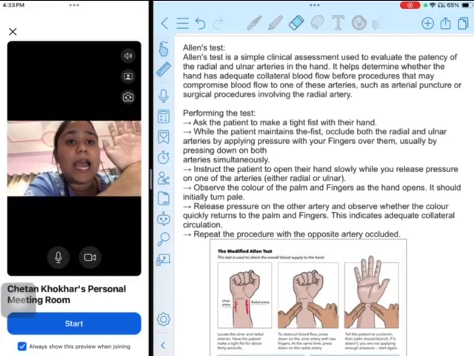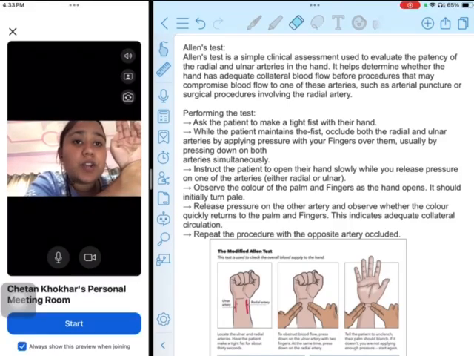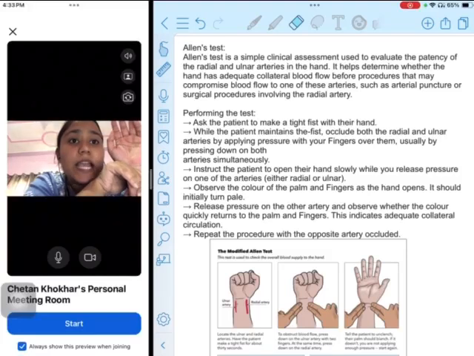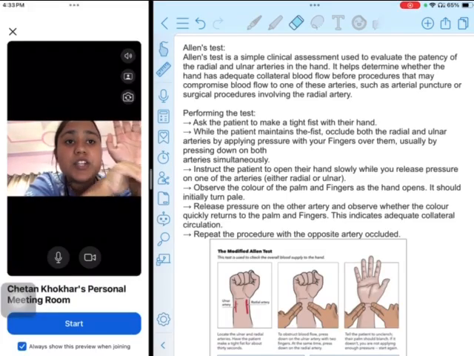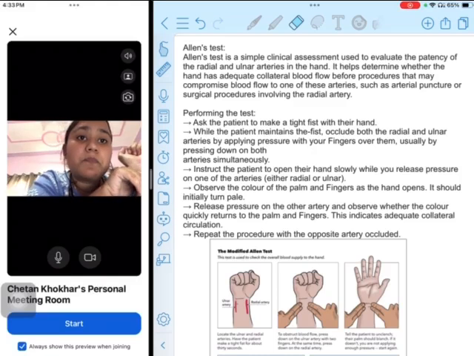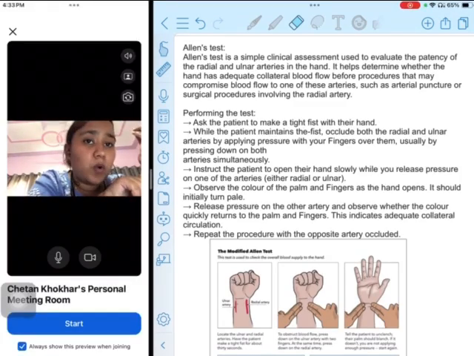So the color of the hand will be pale, but after that we will be releasing pressure from ulnar artery side, so the hand will become pink. Like my hand is becoming pink now. When I was applying pressure, it was pale, but when I released the pressure from ulnar side, my hand became pink. So if it is becoming pink, the ulnar artery is patent. Okay, the ulnar artery is open and circulation is not compromised to the hand. So we can perform radial artery puncture, or ABG sample we can take from radial artery.